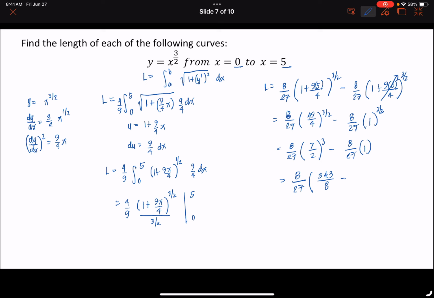Over 8 minus 1. So that would be 8 over 27. LCD is 8. 343 minus 8. So we can cancel out 8. 343 minus 8 is 335 over 27. This is in units. This must be the same as the answer we have acquired earlier. So the distance is vertical earlier and this time we have horizontal element.